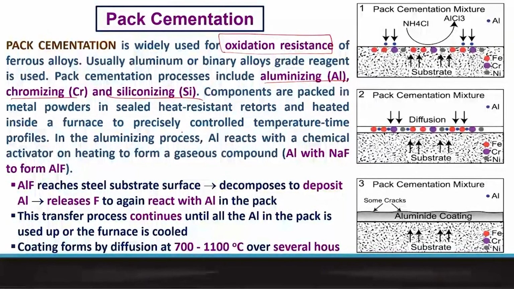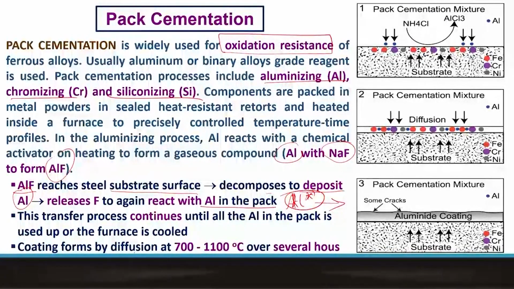Say, for example, if we are interested in providing aluminum to the surface, we will go for a process whereby aluminum is made to react with a halide compound, sodium fluoride, so that it forms aluminum fluoride, which is a relatively unstable compound. This aluminum fluoride then reaches the steel substrate surface, gets decomposed and deposits aluminum. This aluminum is in the nascent state, and hence it can now readily diffuse in.